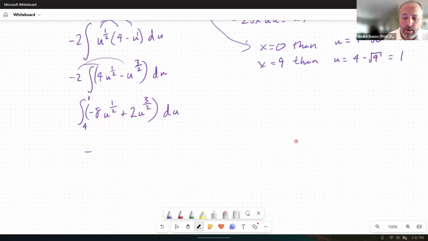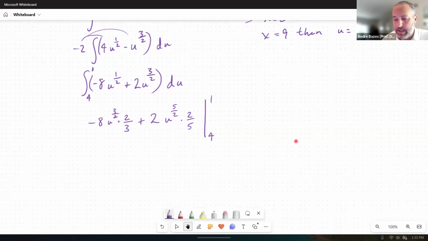So now I'm taking the integral, I get negative 8u to the 3/2 power. I am going to multiply by the reciprocal of that power, which is 2/3, and then I have plus 2u to the, adding 1 to the 1/2 would be 2/2 plus 3/2 is 5/2, and I'm going to multiply by the reciprocal, 2/5. Don't forget we don't need our plus c because we're doing bounds. We are going to integrate this from 4 to 1. The 1 comes first in this case.